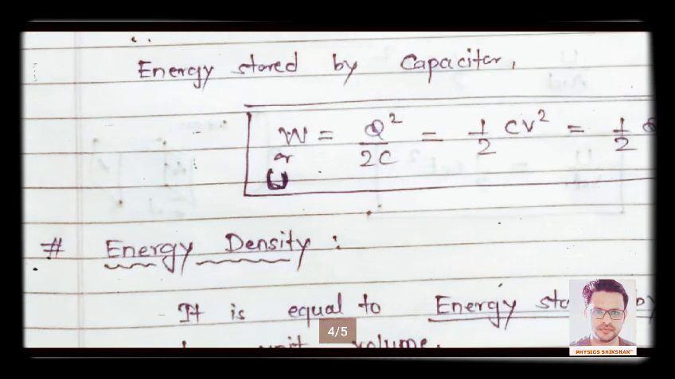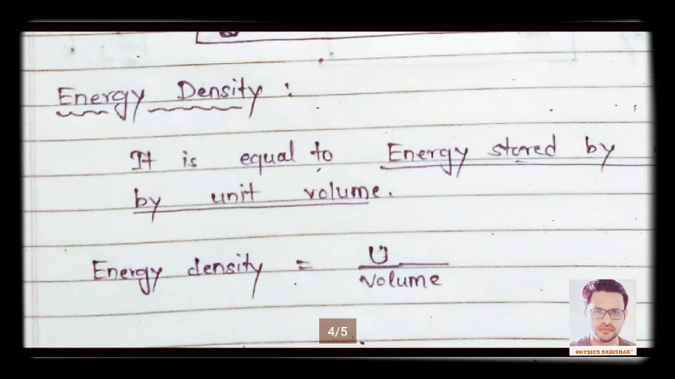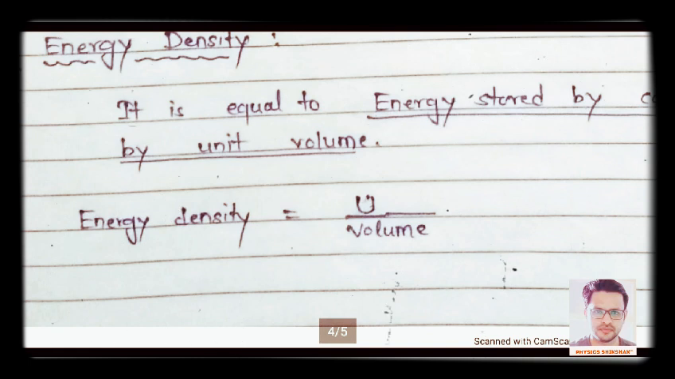Now let's come to one more topic, that is energy density. Students, energy density is a very small topic, so you have to understand it. Energy stored by the capacitor per unit volume. It means throughout the volume of the capacitor, how much energy is getting stored. Okay, so that is called the energy density. So from the statement we can get a formula, that is U equals, meaning potential energy, meaning energy stored by the capacitor, divided by volume is nothing but energy density.